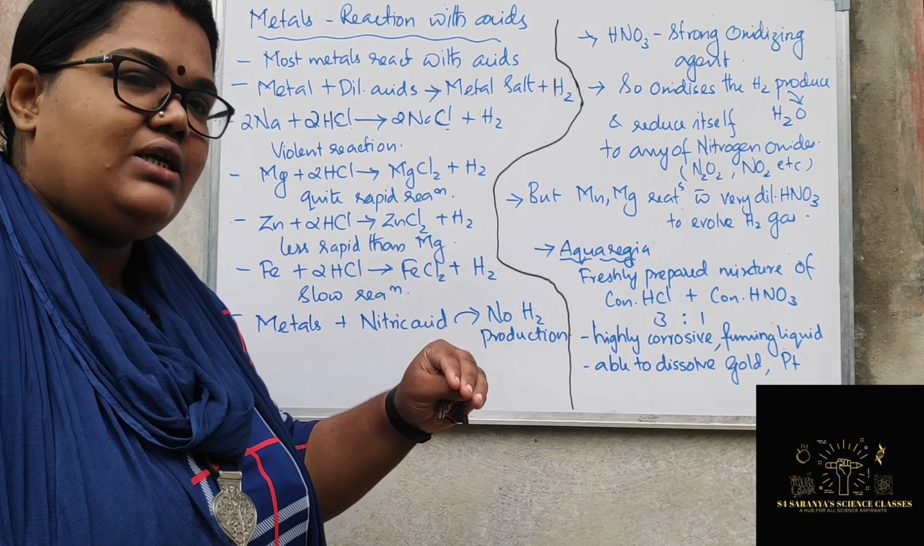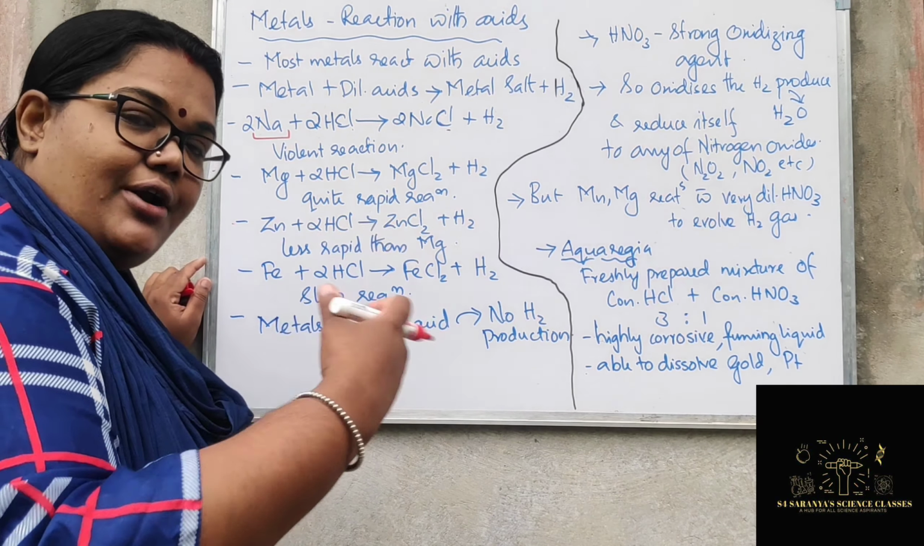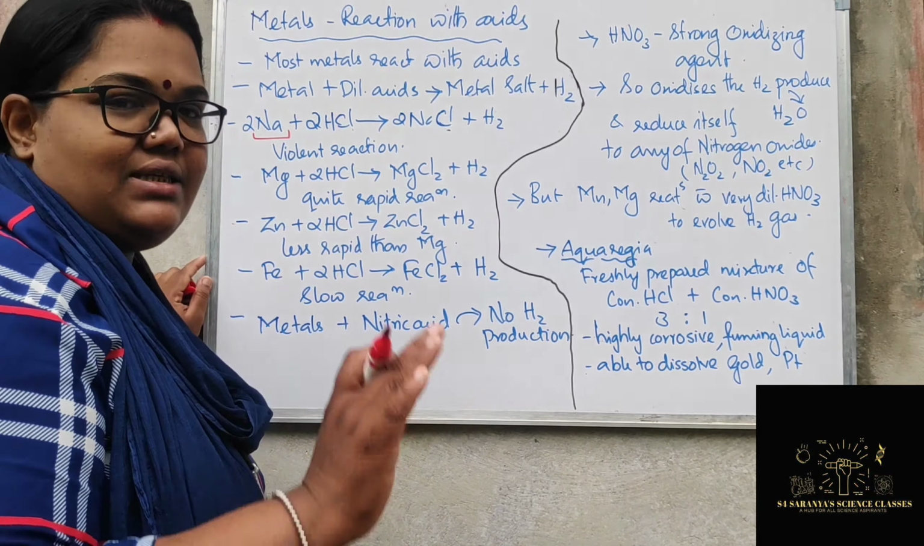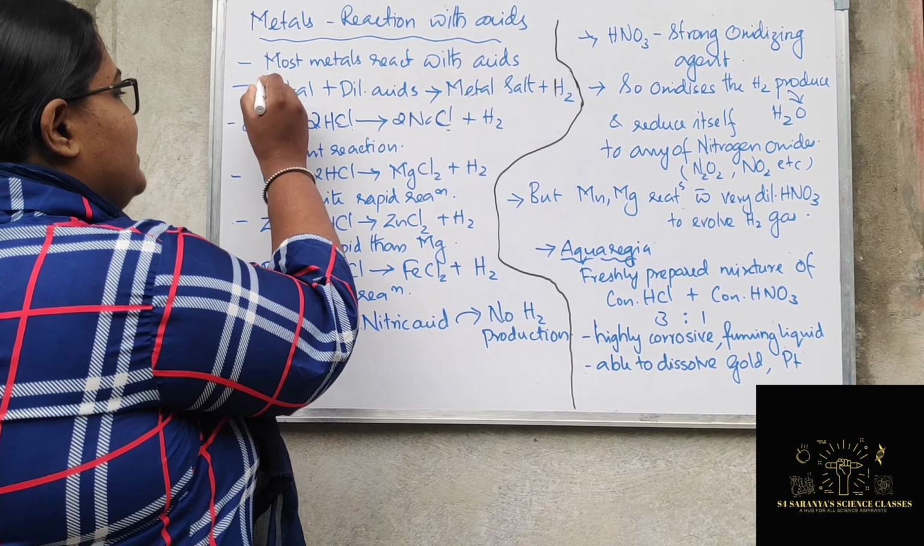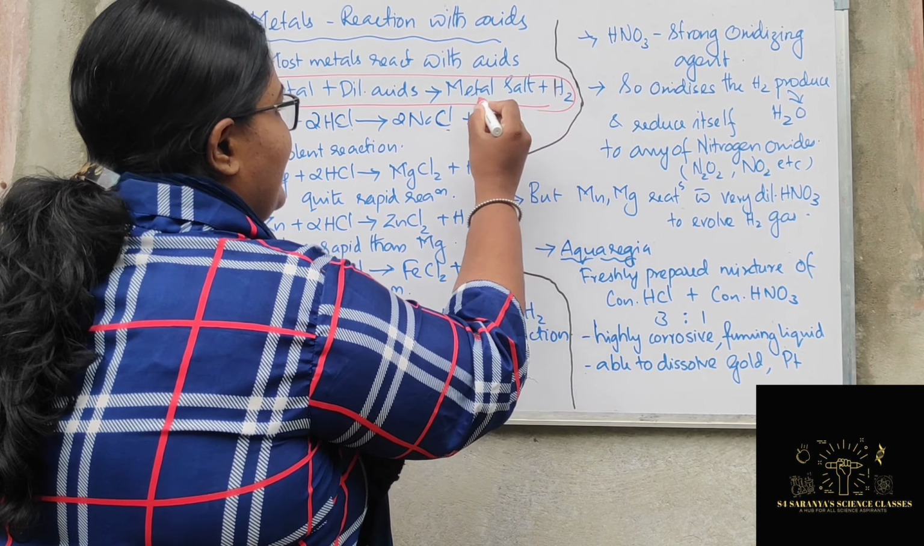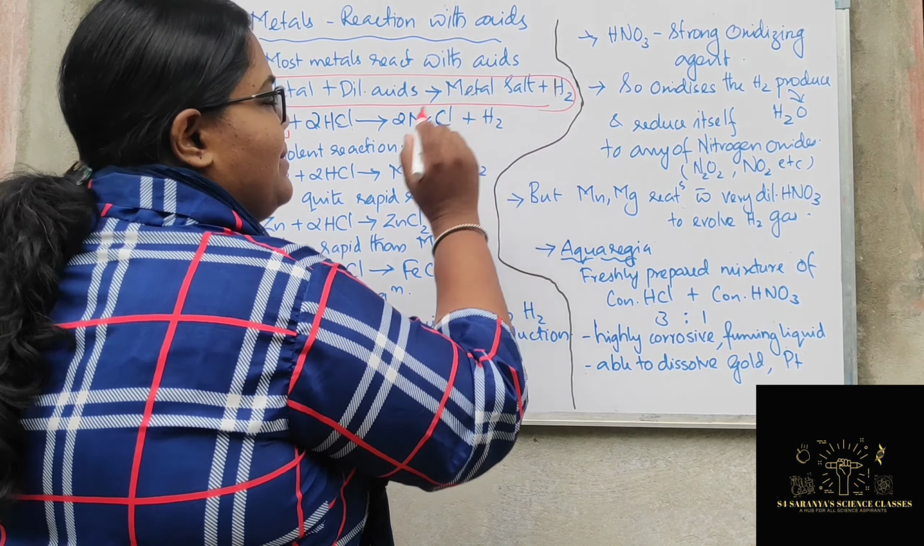Like the same way, here you can see that if you are taking sodium metal, the rate of reactivity will vary. Whichever metal you are taking, the rate of reaction will vary according to that, but the same thing happens: whatever metal reacts with an acid, a metal salt and hydrogen gas will be produced. So any metal you take, the same reaction will be there. We can say that this is the general formula: metal reacts with acid, you get a metal salt and hydrogen gas is produced.